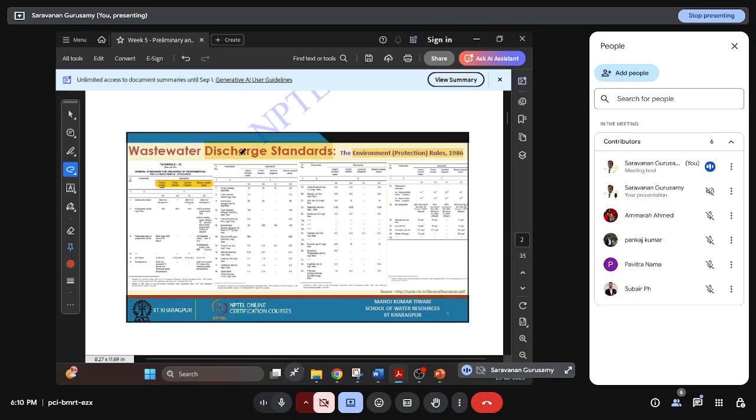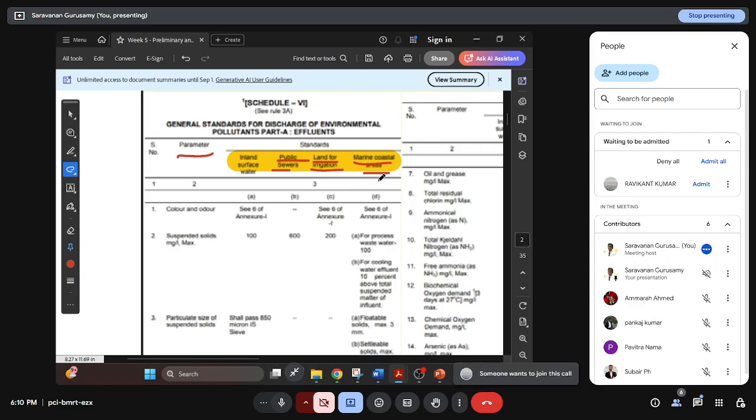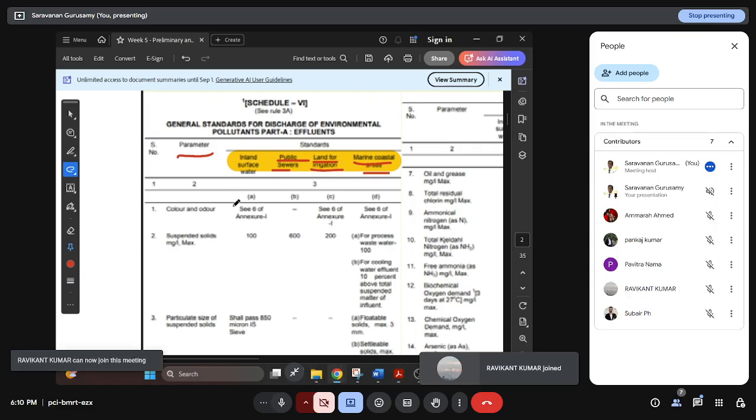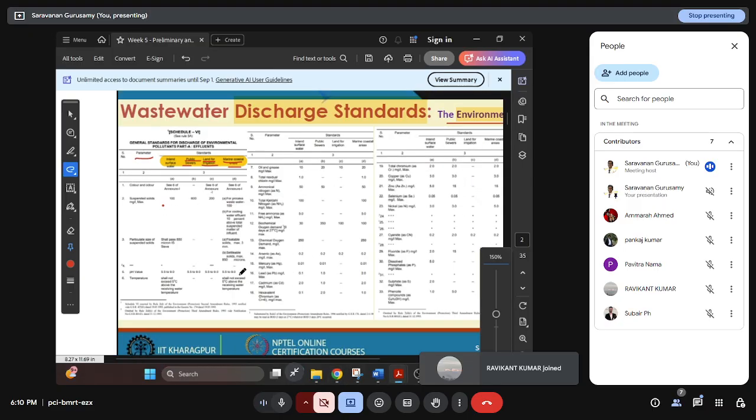If you see the guidelines, the first one is the EPR rule, Environmental Protection Rules 1986, which gives various parameters. You can see in the first column the discharge standards for each option. The first option is inland surface water, the second option is public sewer, the third is discharge on irrigation land, and the fourth option is marine coastal areas. Based on the place where you are going to discharge, the Environmental Protection Rules have prescribed the standards.